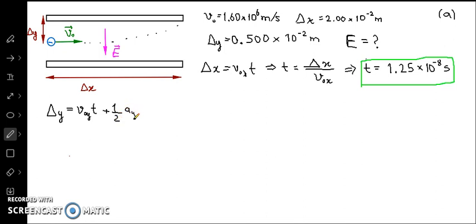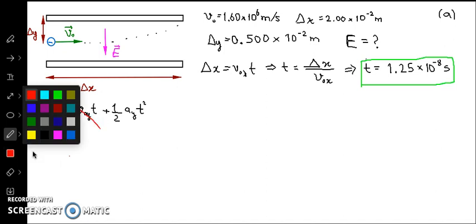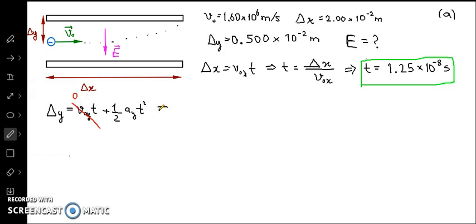I'm looking for the vertical acceleration. I know delta y, I know t. What is v naught y? Well, that's 0, because initially the velocity is horizontal, so the vertical component of the initial velocity is 0. So this first term is basically 0. Let's isolate the acceleration: a sub y equals two times delta y divided by t squared.